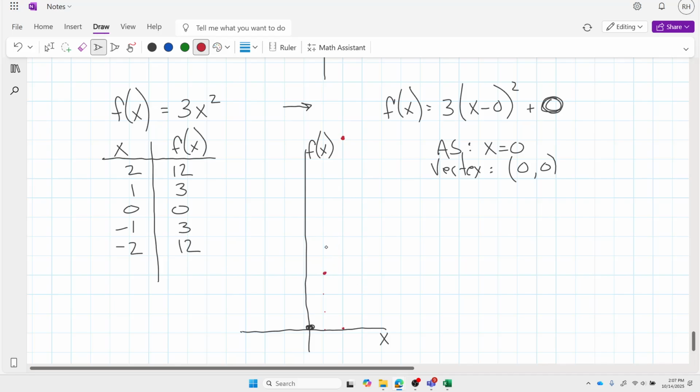And then you can take those 2 points and just reflect them across the f of x axis. So -1, 3, and -2, 12. And then just understand that as this number in front of the x squared gets bigger, this graph gets taller. So you've got something that looks like this.